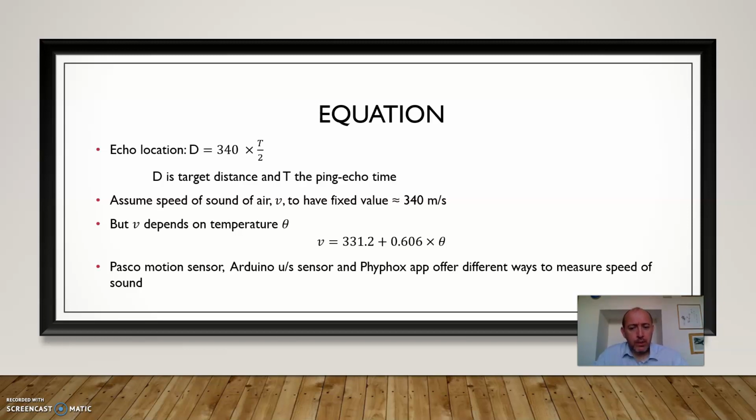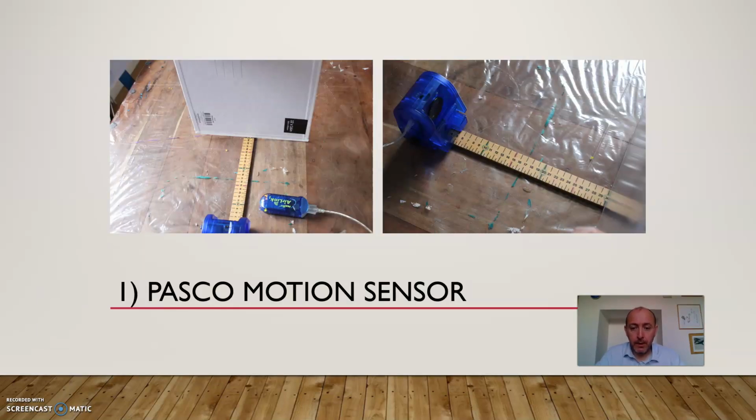However, I want to approach this experiment in a different way, not to measure the distance to a target, but actually to measure the ping echo time and use that to get the speed of sound in air, knowing the distance to the target. As I said earlier, speed of sound does depend on temperature, so it's tricky to assume that this is a fixed quantity, around 340. So let's talk about the three different approaches: with the Pasco motion sensor, with the Arduino microcontroller, and with Phyphox. Let's start with the Pasco motion sensor.